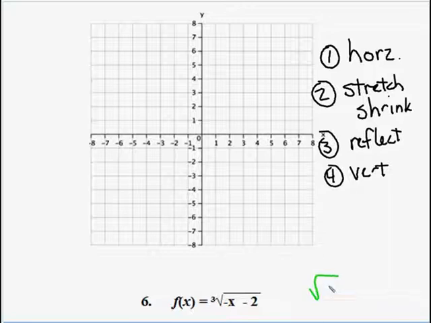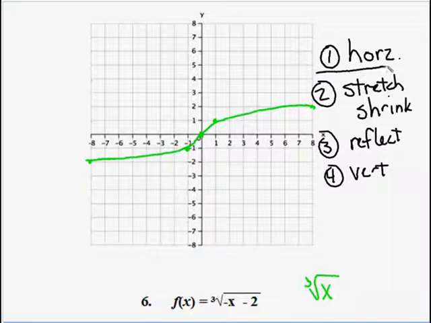Our parent function is the cube root of x. So 0 cubed is 0, or the cube root of 1 is 1. The cube root of 8 is 2. So we're going to look about like this in the first quadrant. Negatives can go in and come out of odd-indexed radicals, so we're going to have this also in the fourth quadrant. So let's work our way through here.